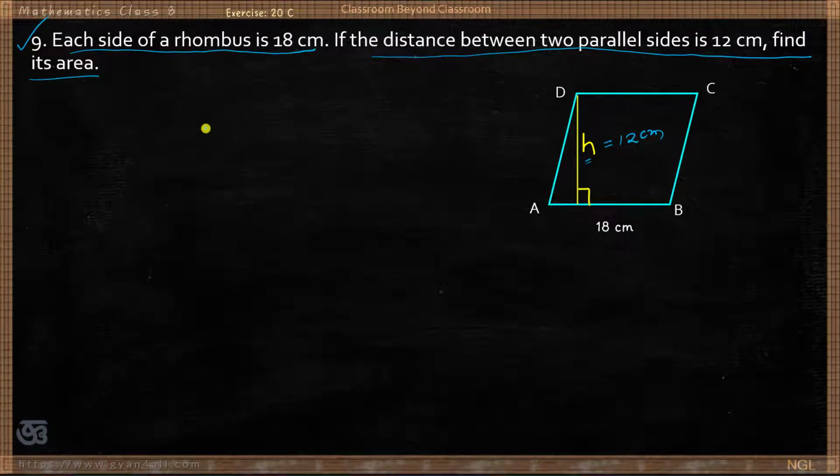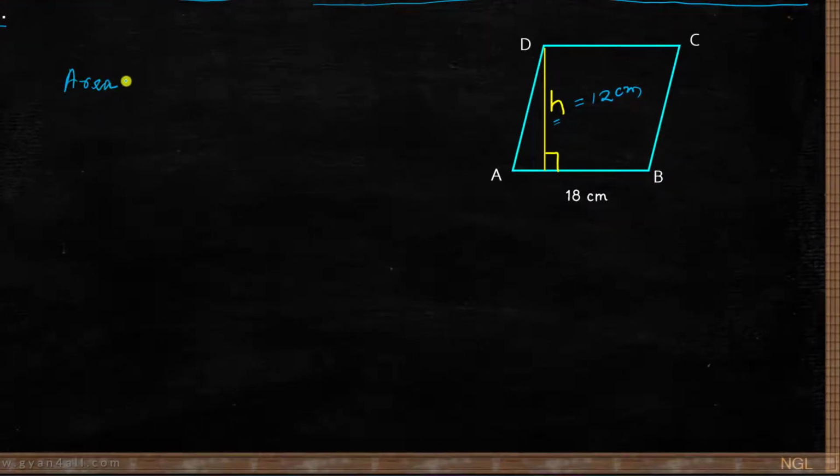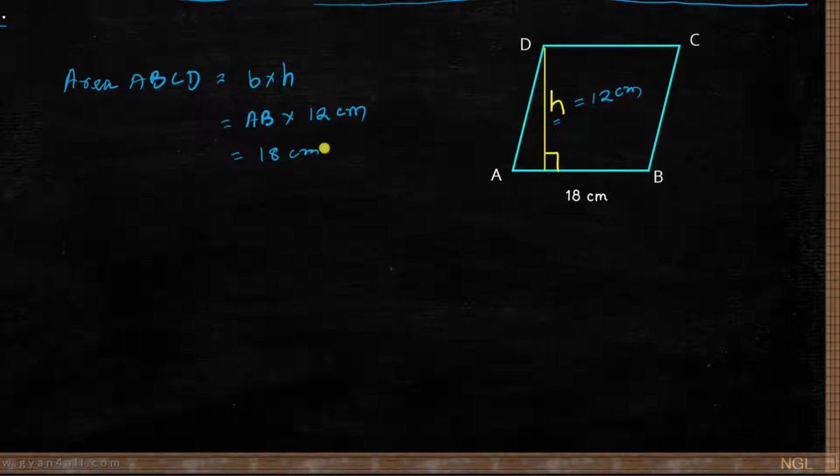So if we consider this rhombus to be a parallelogram, then we can use the formula of area of a parallelogram. So simply we can write area ABCD is equal to B into H. Now B, we take the side AB as the base, and then height is given, that is equal to 12 centimeter. So AB is 8 centimeter multiplied by 12 centimeter. So this is equal to 216 centimeter square.